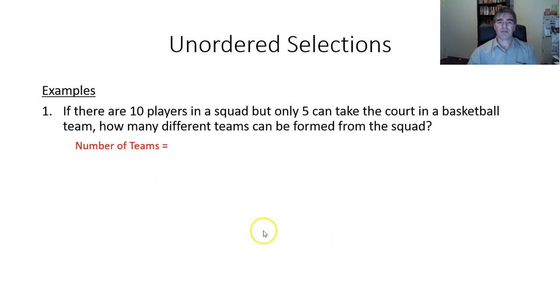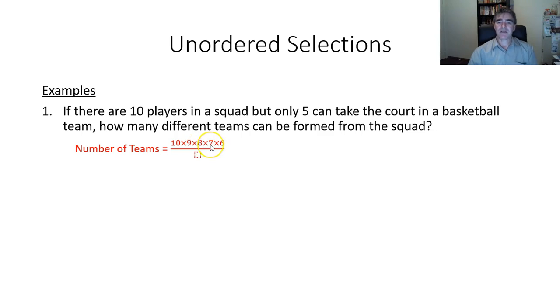So the number of teams that we can do is we can have 10 people fill the first position, 9 in the second position, because I've got 9 people left to choose from as my second player to take the court. I then have 8 players left to select from for that third player.